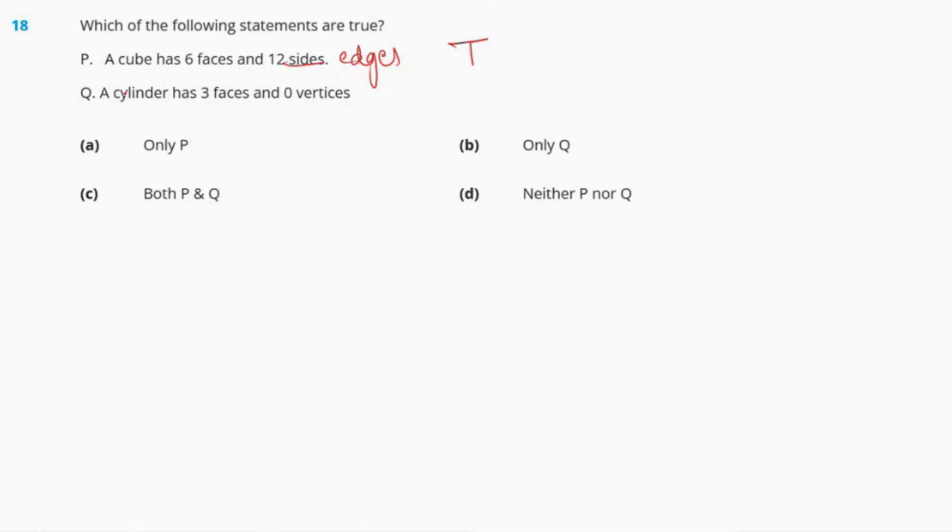Now talking about the second statement, Q says a cylinder has 3 faces and 0 vertices. Now what is a vertex? A vertex is a point where 2 edges meet, right? Therefore, it is true that a cylinder has 0 vertices. Now talking about the 3 faces, yes, a cylinder has 3 faces. Why? Because it has 2 flat faces and 1 curved face, right? Therefore, this statement is also true. So the right answer will be option C. Both P and Q are true.